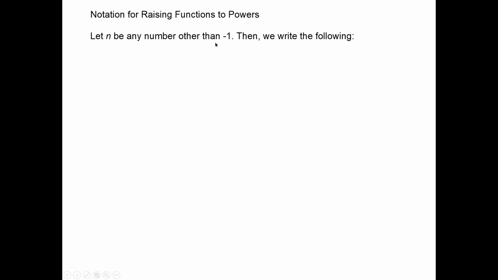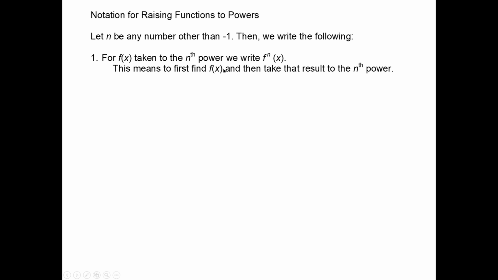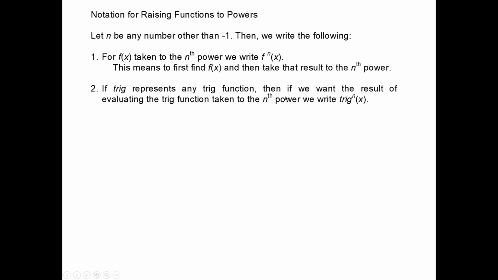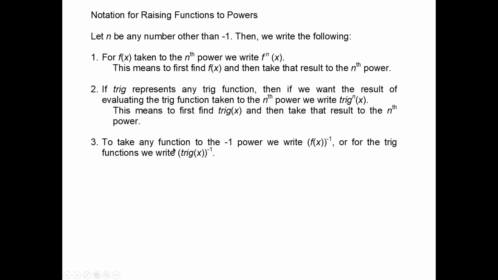So let n be any number other than -1. And we write the following. For f of x taken to the nth power, we write f to the nth of x. And that's how we say it, f to the nth of x. So this means first find f of x and then take the result to the nth power. If trig represents any trig function, then if we want the result of evaluating the trig function taken to the nth power, we write trig to the nth of x. So this means to first find the trig of x and then take that result to the nth power. To take any function to the -1 power, we write it this way, f of x in parentheses to the -1. Or for the trig function, we write trig of x in parentheses raised to the -1.